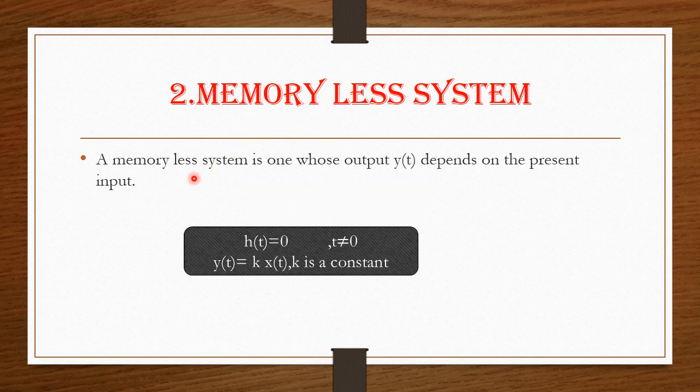The second one is the memoryless system. A memoryless system is one whose output y of t depends on the present input. That means the output depends only on the present input but not on the past or future input values. So h of t equal to 0 for t not equal to 0, and y of t equal to k into x of t, where k is a constant.